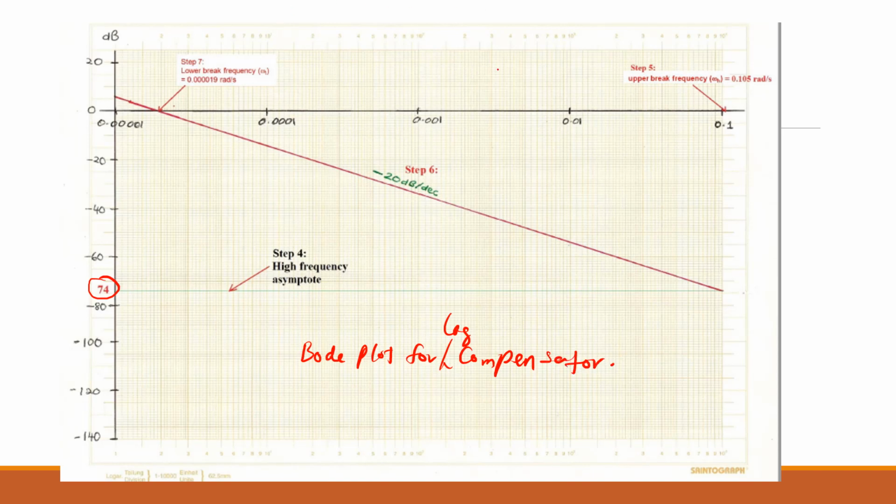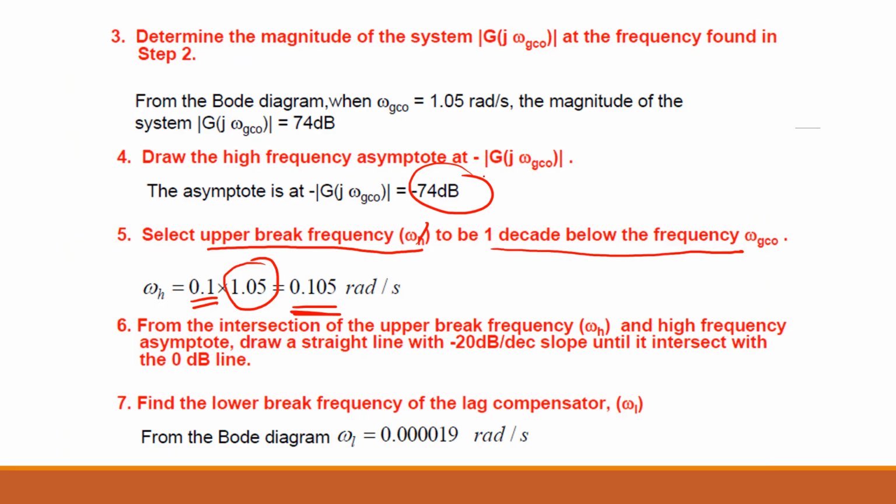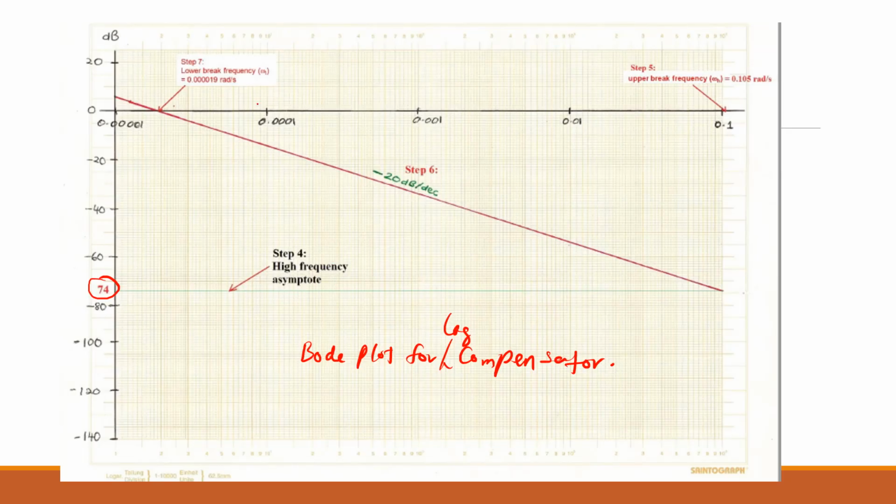In this case, as it has a very low frequency scale, we need to use 1 decade, 0.1 and 0.01, because it is a low frequency scale. So this is the upper frequency, somewhere here at 0.10 radian per second.